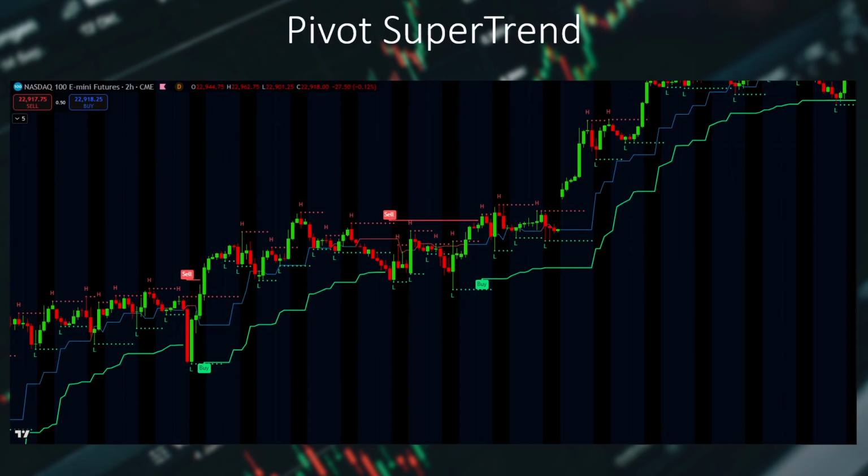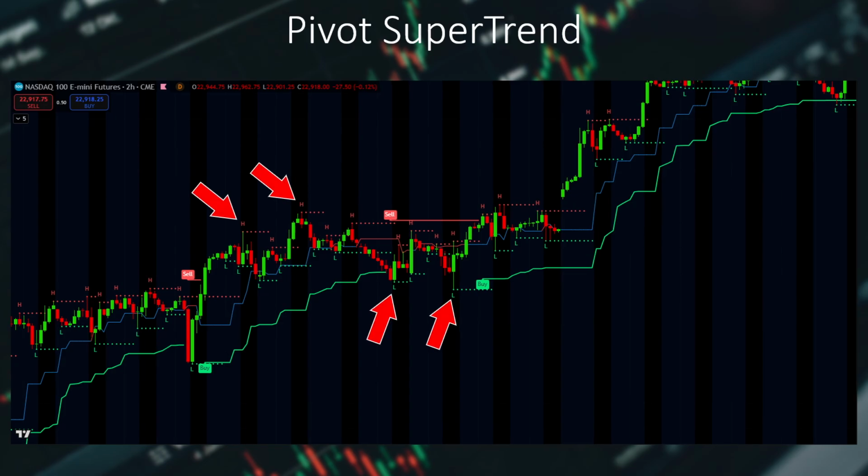On the other hand, the pivot-based supertrend uses pivot highs and lows or swing highs and lows to give supposedly more accurate entry signals, avoiding false signals. At least that's the idea behind it. But without a test, we cannot know for sure which is the better one. So I decided to find out if it's really better than the original supertrend.